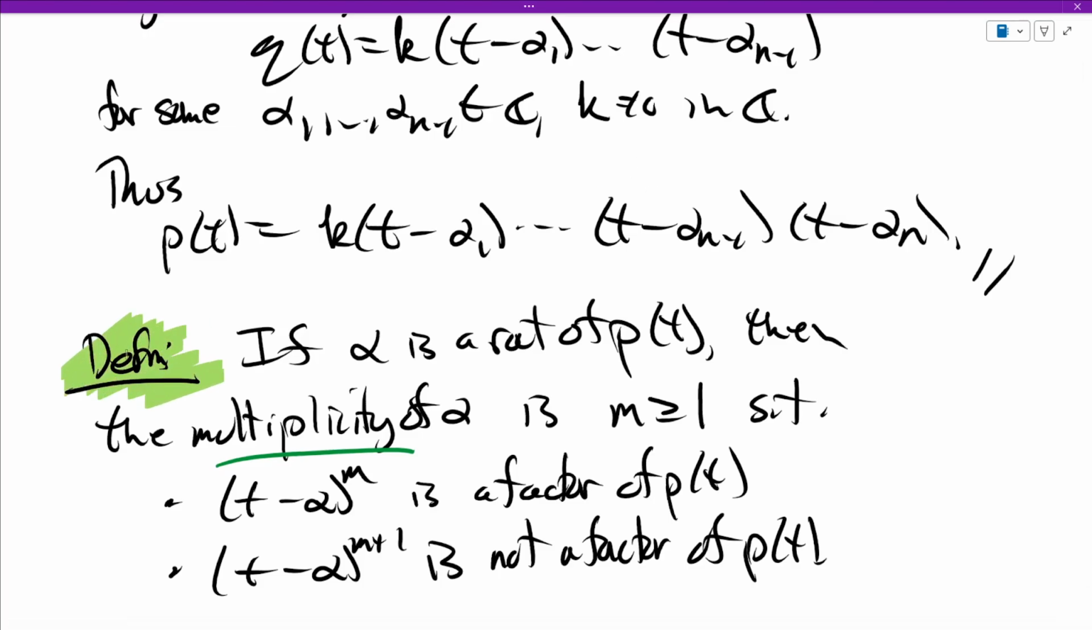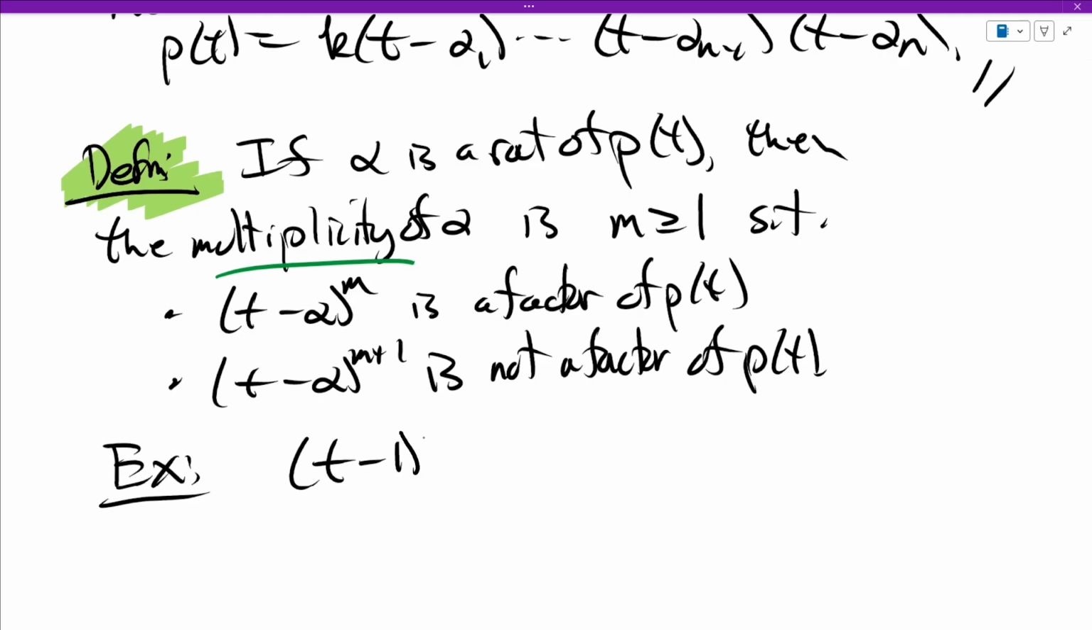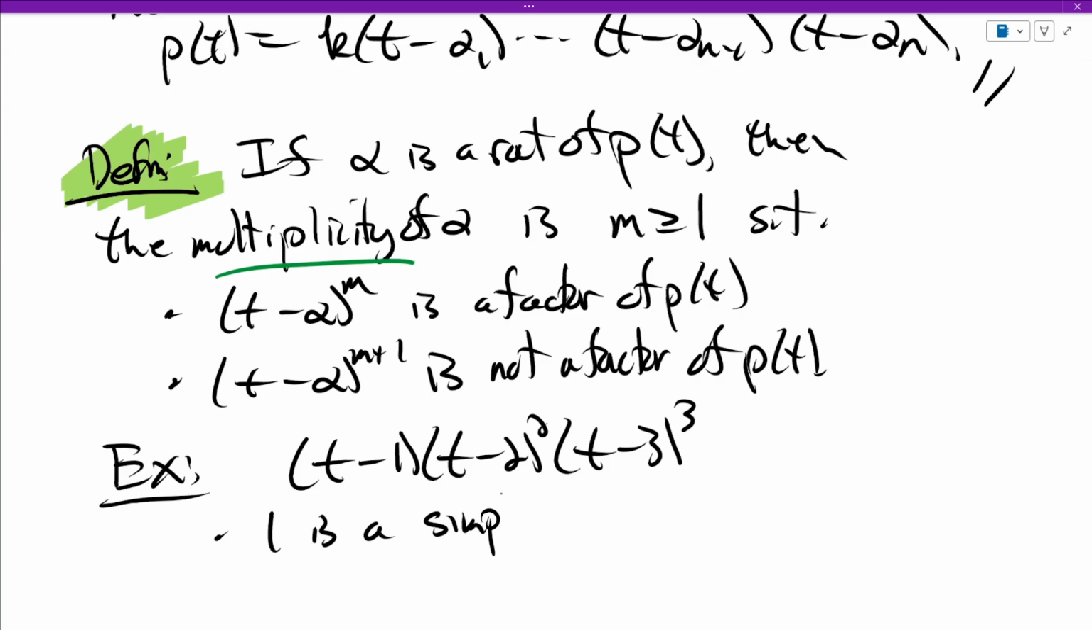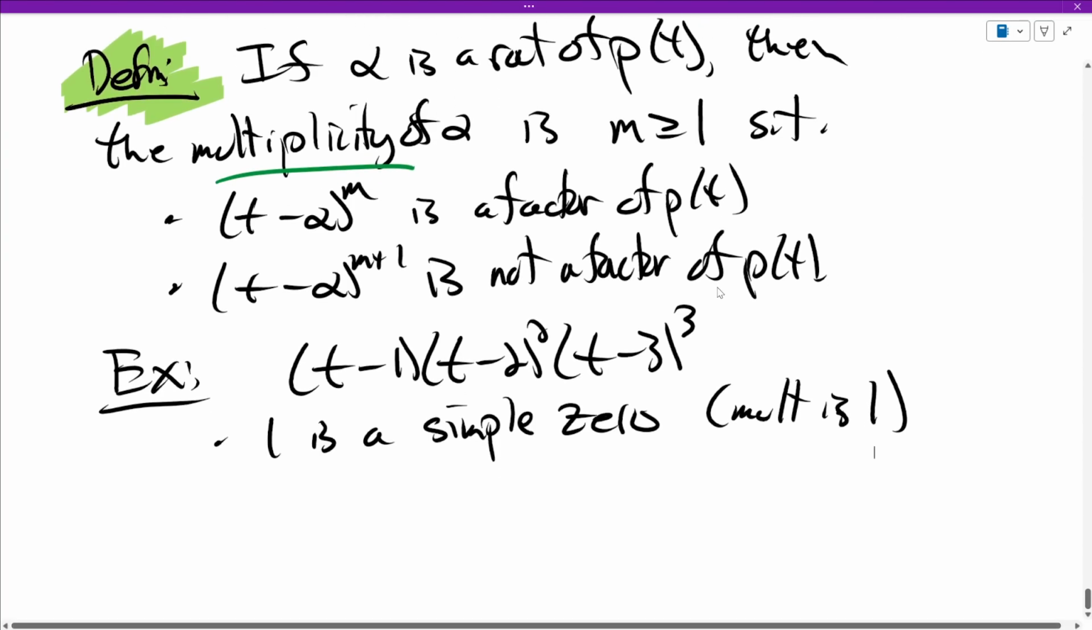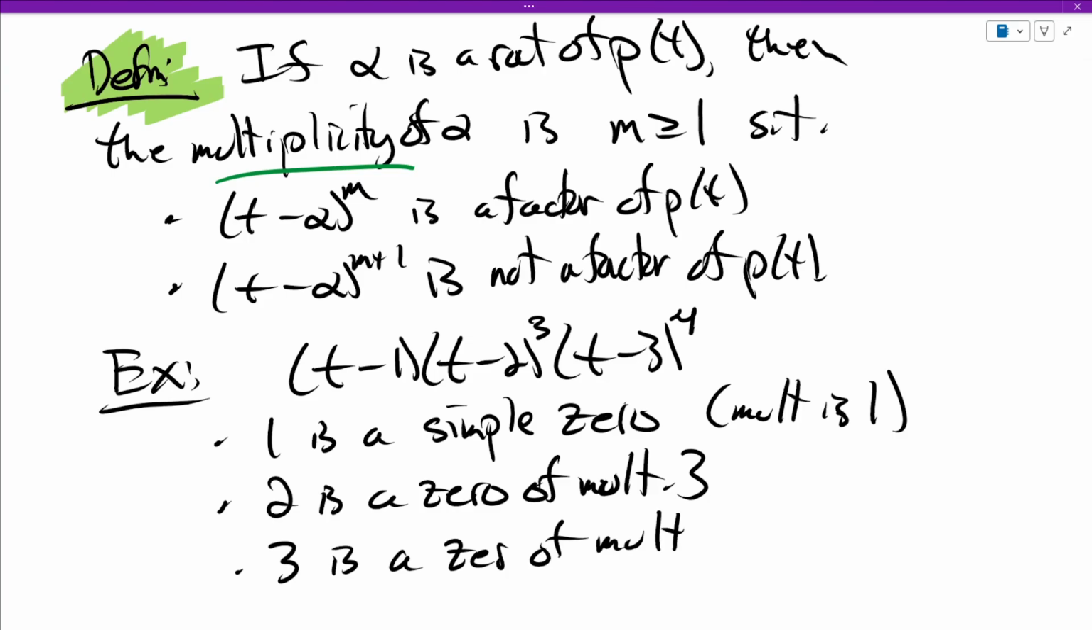And all this is saying is, well, factor p entirely, and then count how many times you see t minus alpha in the factor. So just a quick example. If we had the polynomial t minus 1, t minus 2 squared, t minus 3 cubed, well, 1 is a 0. It's called a simple 0 because the multiplicity is 1. So we refer to those as simple zeros. Let me change the powers, actually. Let's go 3, 4. 2 is a 0 of multiplicity 3, and 3 is a 0 of multiplicity 4. It's just how many times the t minus whatever shows up. All right, and that concludes chapter 2.